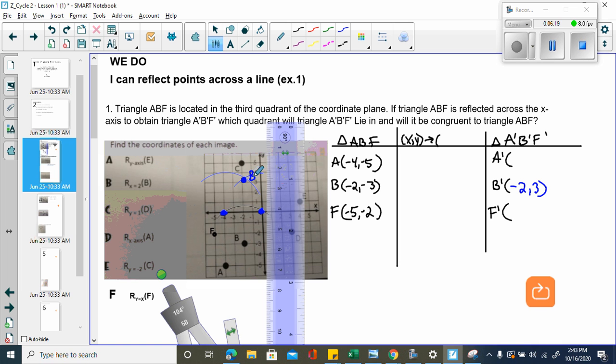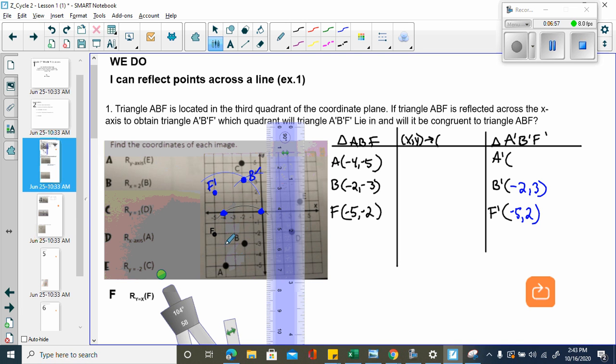So I can use what I just discovered to figure out what A and F should be. Let's start with F. We're going to take the line that's perpendicular, just a straight line right here. F is a distance of 2 from the line of reflection, so the perpendicular distance for F prime will go up 2, the same distance, 1, 2. So F prime will be here. Coordinates for F prime: left 5, up 2.